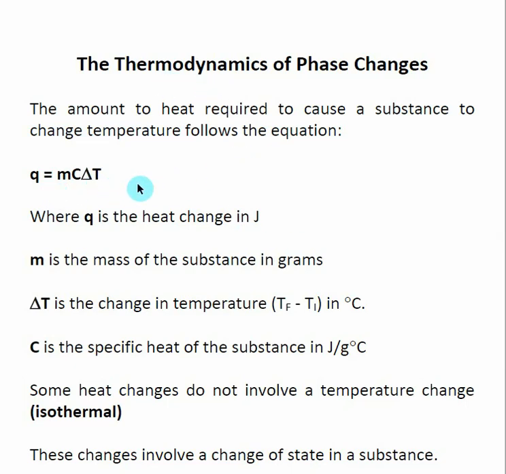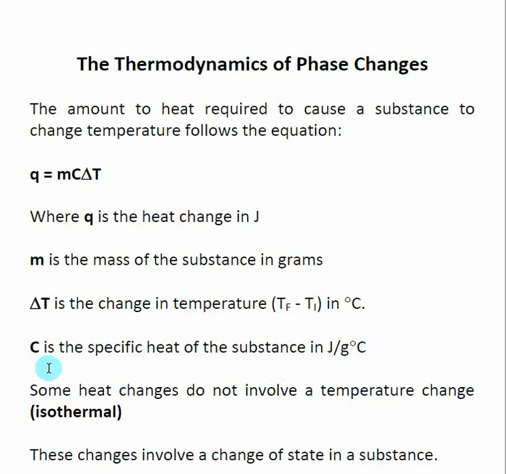we have this equation that says that the amount of heat to cause a substance to change temperature follows this equation. So Q is equal to mc delta T, where Q is the heat change in joules. Mainly what we're going to be looking at is the heat change that occurs in changing phases and changing the temperature in different substances. M is the mass of the substance in grams. Delta T is the change in temperature in degrees C, T final minus T initial. And C is the specific heat of the substance in joules per gram degree C.